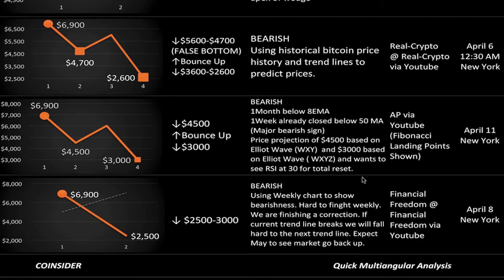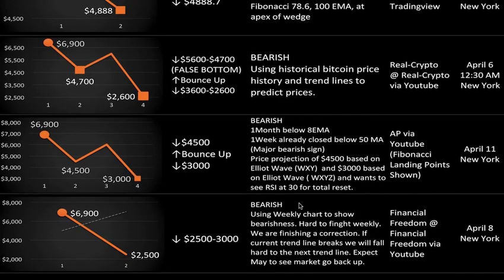And then we have Financial Freedom on April 8th. He has us going from 6,900. A major trend line here should be broken. And once we break that, we are going to head downward towards our finishing 2,500 to 3,000 price point. He does use Elliott wave to justify his finishing price point, as well as trend lines to see that. So please visit his YouTube or go down below to our charts, which are coming directly from the analysts.